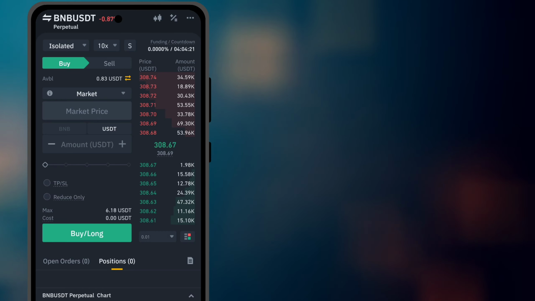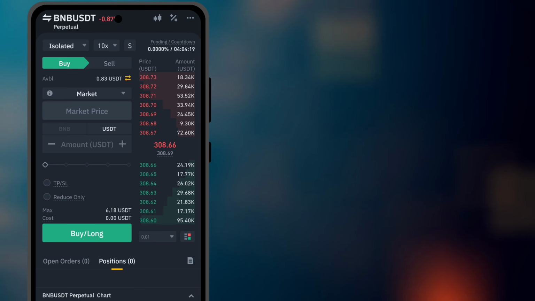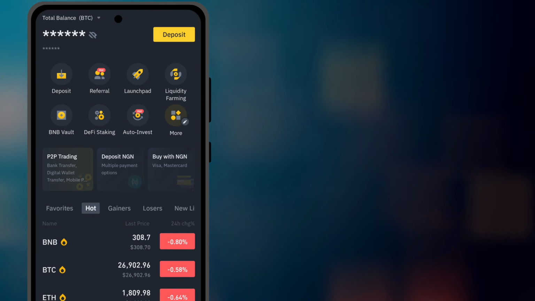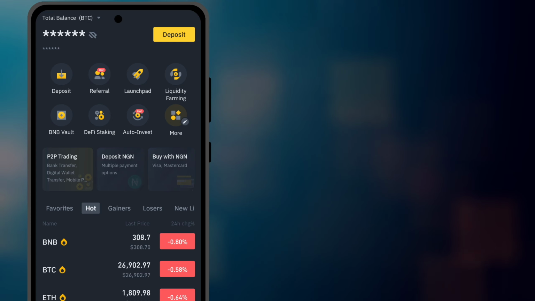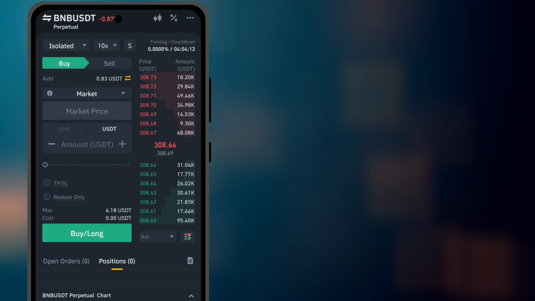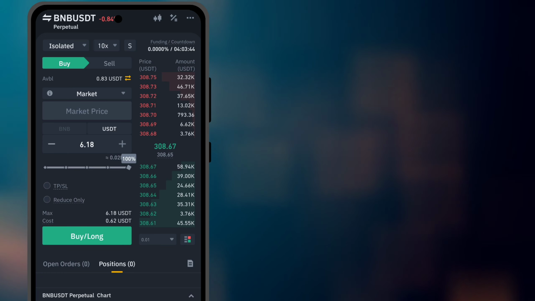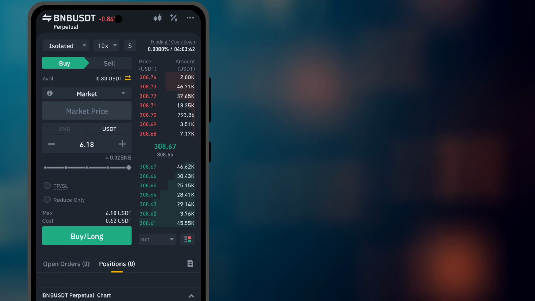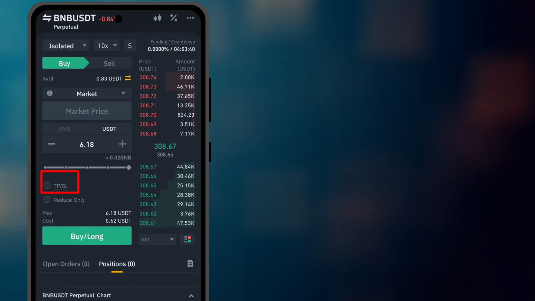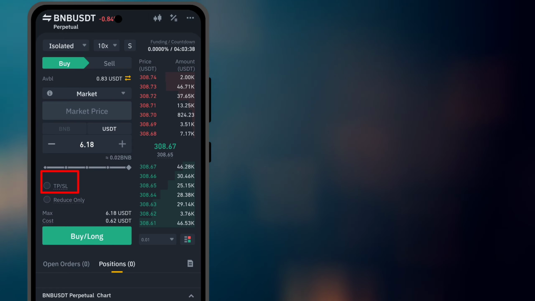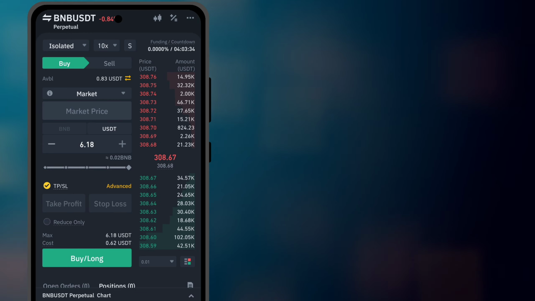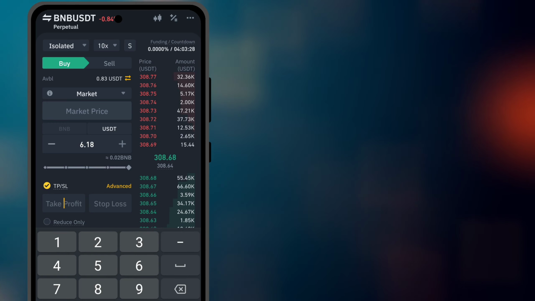Now back to Binance Futures. Before you enter any future trade, it is important to set your stop loss and your take profit to be on a safer side of the trade. You understand? And when you look closely, after you input your amount, you can see this option that says TP and SL. TP stands for take profit, SL stands for stop loss. So when you click on it, you'll be able to see a tab that will open up, take profit and stop loss.